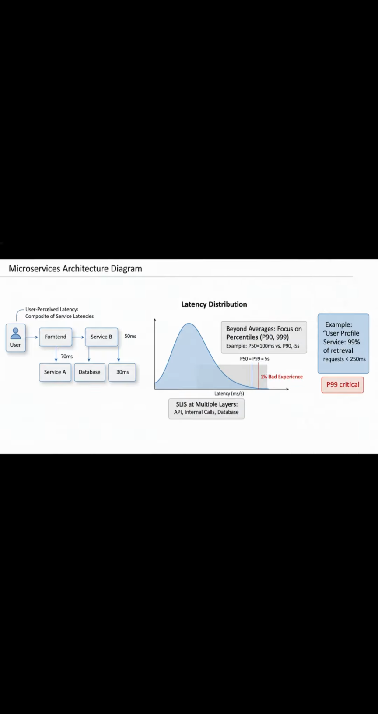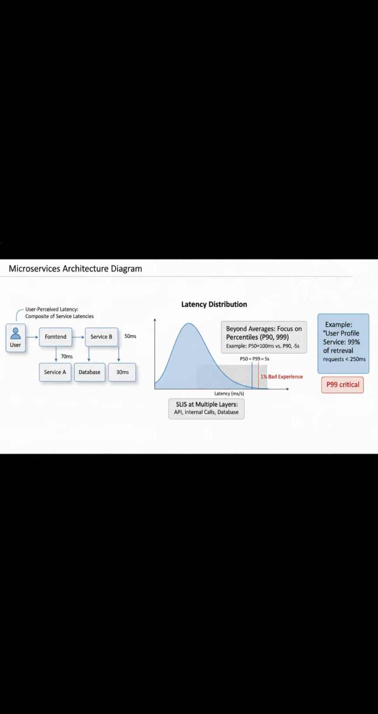Latency SLIs are particularly nuanced in microservices due to the distributed nature of operations. When a user interacts with your application, their request often traverses multiple services before a response is returned. This means user-perceived latency is a composite of many individual service latencies. Therefore, defining effective latency SLIs requires looking beyond just the average.